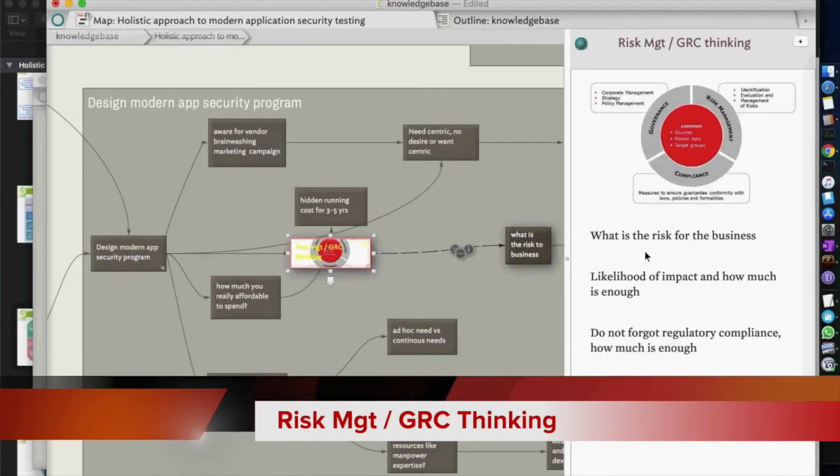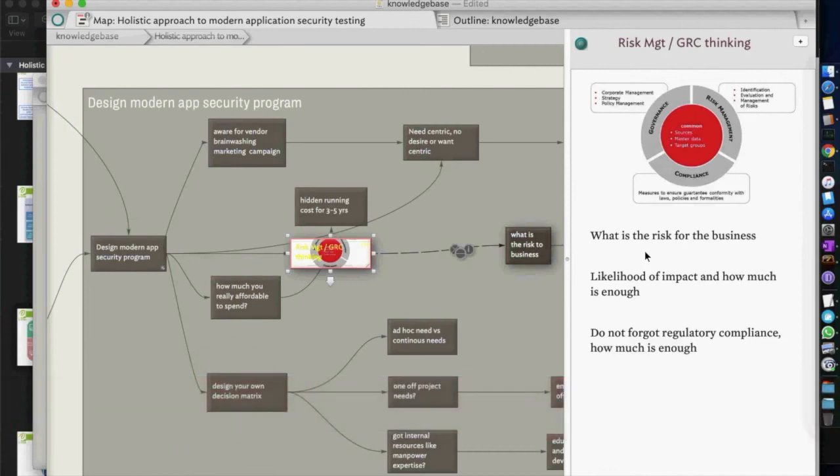We talk about GRC thinking here. You need to know what the risk for the business is for a specific asset, let's say the application you want to protect, right? And then what is the likelihood and impact, and how much is enough? If it is not a mission-critical application that cannot afford downtime, or one that can just be recovered with a backup, and all that kind of thinking, then you may be safe to say you do not need to invest in it like the mission-critical applications that you have, right?